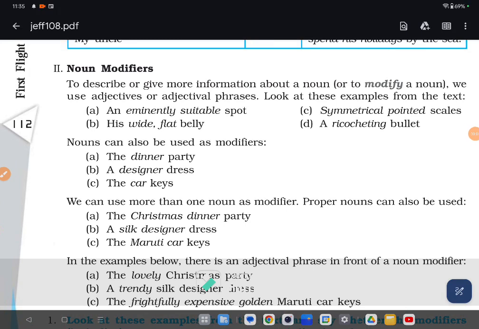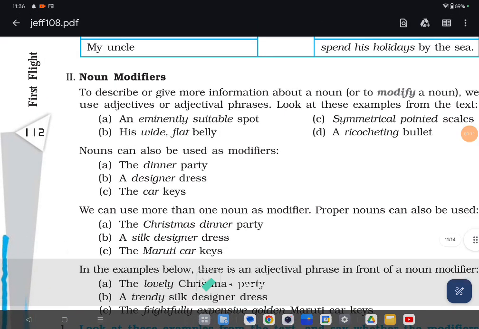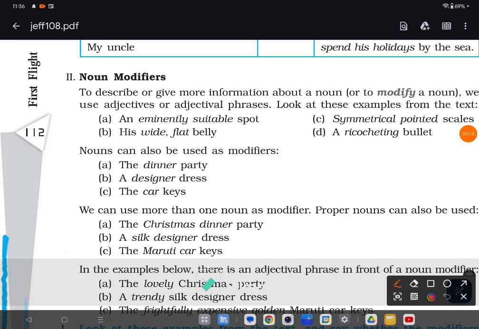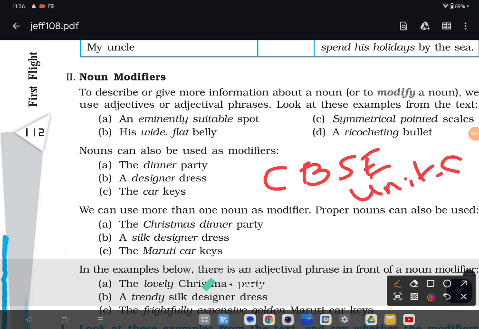So in this video I am going to explain noun modifiers. These noun modifiers are prescribed for the CBSE exam, CBSE syllabus, unit 8. So there are noun modifiers.